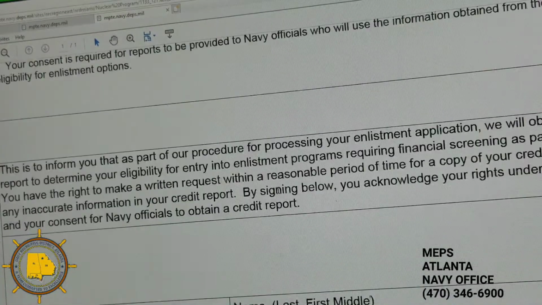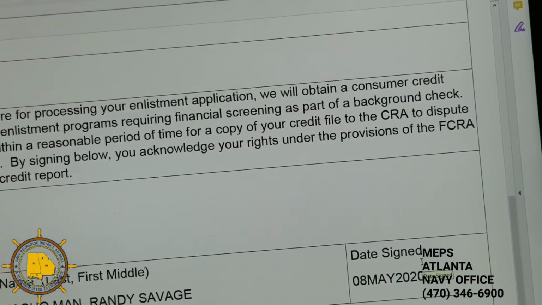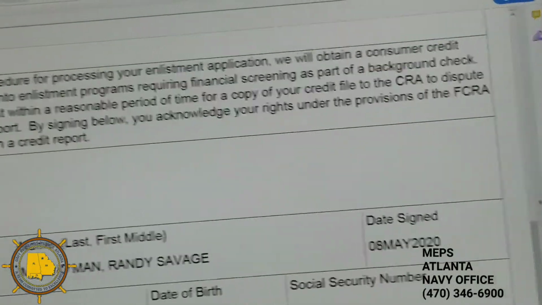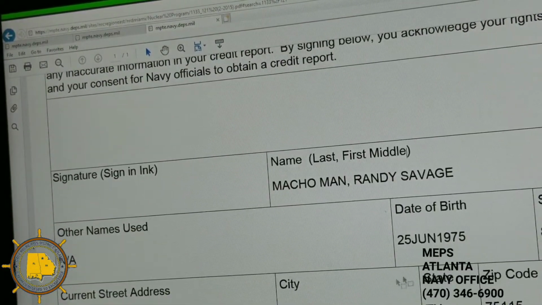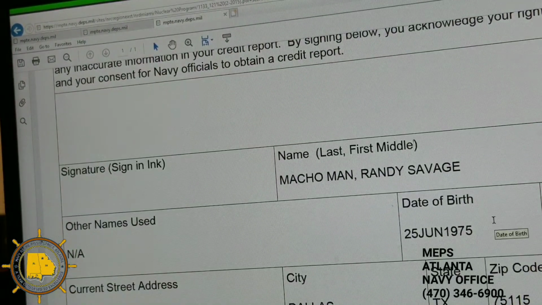So for this pre-fill section, the way you're going to fill this out, obviously you're going to leave the signature, sign in ink section blank. That's going to be for the actual applicant. You're going to put the applicant's name in the name block, last, first, middle. Macho Man, Randy Savage. You're going to put the date signed in the date sign section, which is today, 8 May 2020. Other names used, you can leave that as N/A. Date of birth, you're going to put the applicant's date of birth there, 25 June 1975.